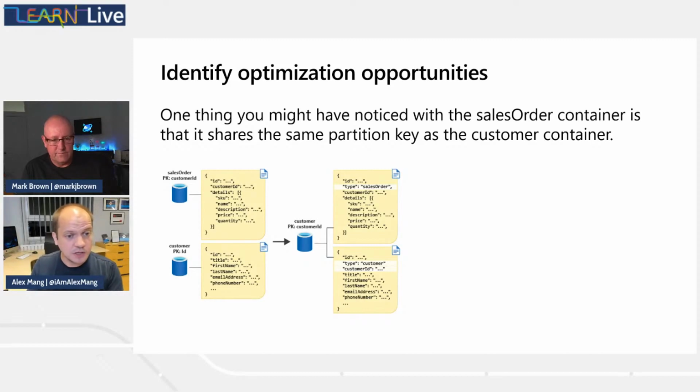So first, we need to add a customer ID property to each customer document so that they have the same property with the same name. Customers will now have the same value for the ID and the customer ID, but that's fine.